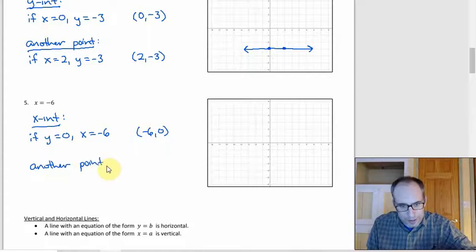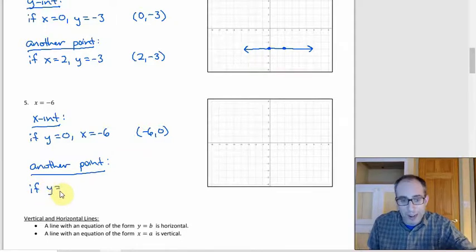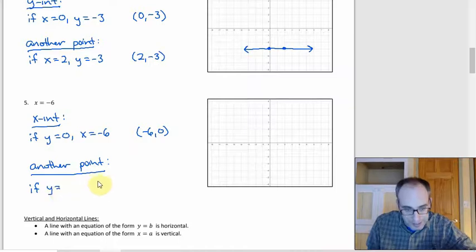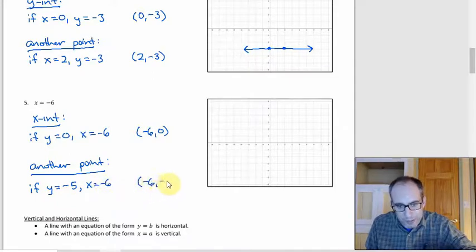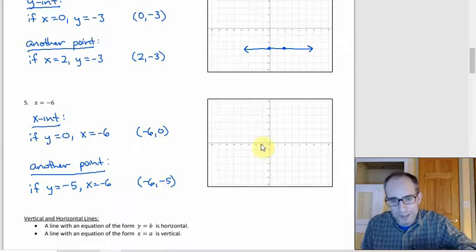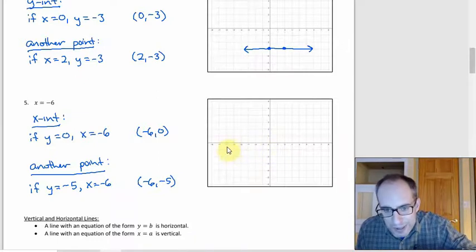Let's see. Let's pick something weird. I can pick whatever I want. Any y value I pick, x is negative 6. I'm going to pick negative 5. If y is negative 5, x equals negative 6. So then the point would be negative 6, negative 5. All right, so let's see what we got. Negative 6, 0, that's right here. And then negative 6, negative 5, that's down here.